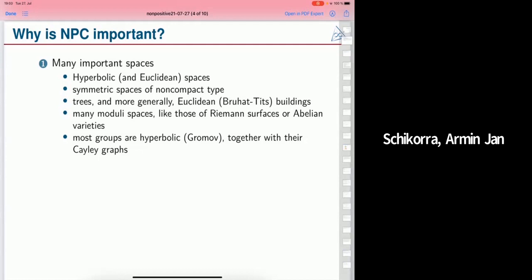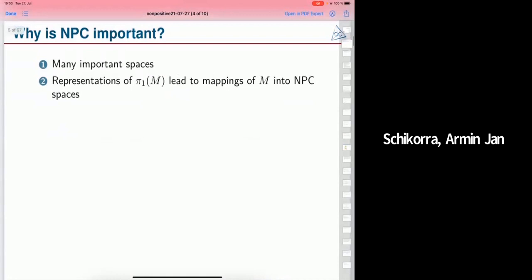Now, I've just given you a list of many important spaces, but they're not just important as spaces, they're also important for constructions. Namely, if you want to study a manifold, for instance, a Kähler manifold, then in order to understand its topology, you foremost need to understand its fundamental group. And if you have a group, you typically look at its representations. And if you have a representation of a fundamental group of some Riemannian manifold, or of a Kähler manifold, or of an algebraic manifold, then you obtain a mapping from the space M into some non-positively curved space, depending on the type of representation that you have.